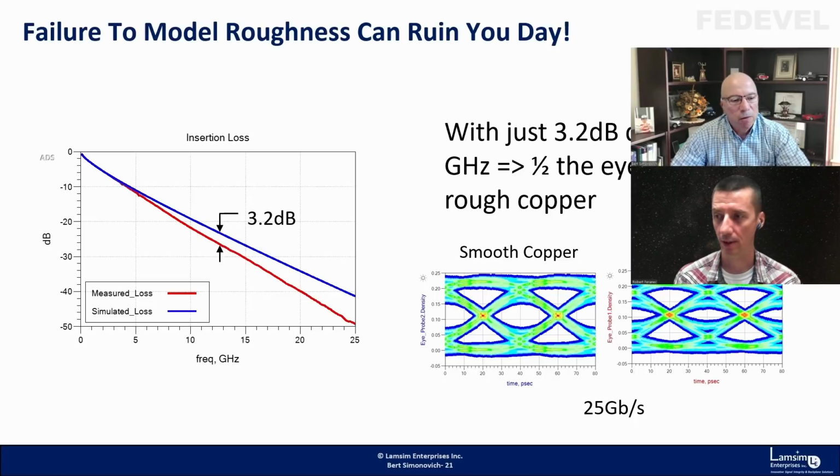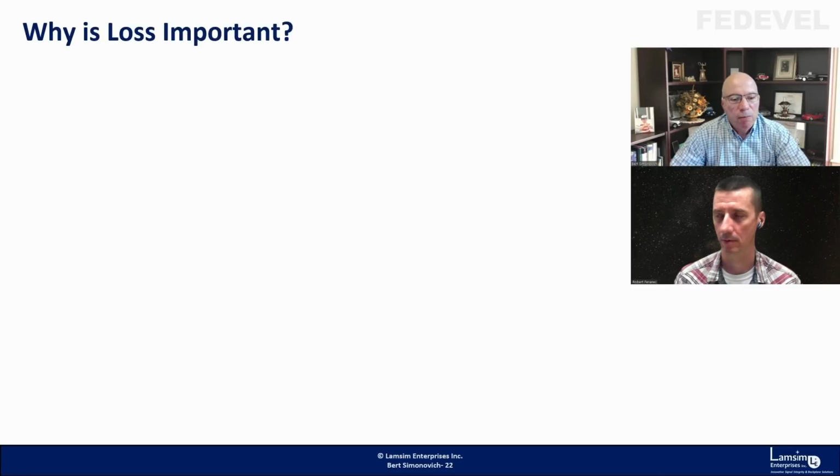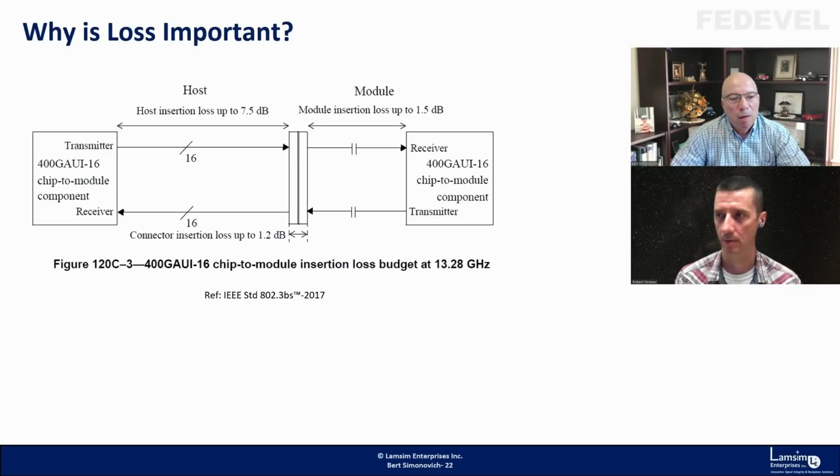And so you can actually add this roughness into your simulations? Yeah, exactly. So why is loss important? Going into the IEEE 802.3 BS spec, they define this chip to module spec.